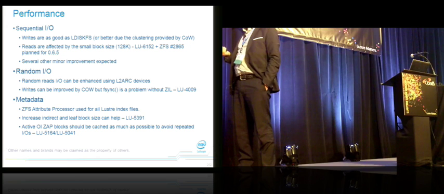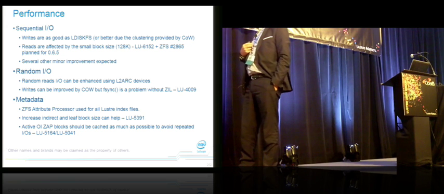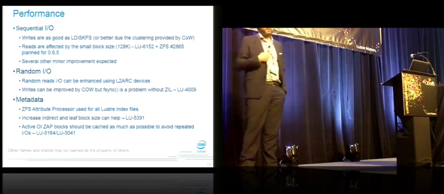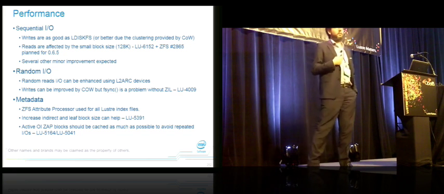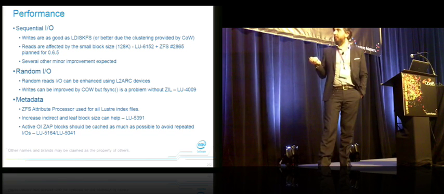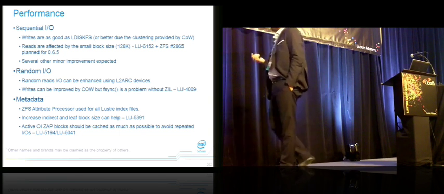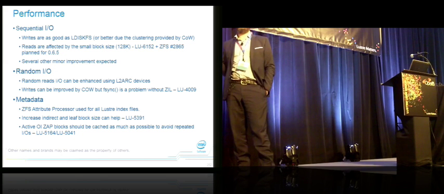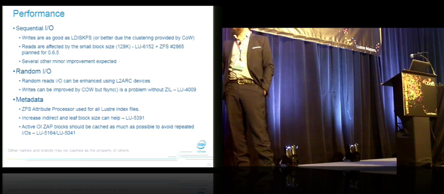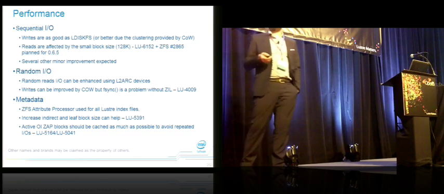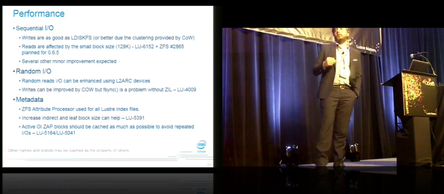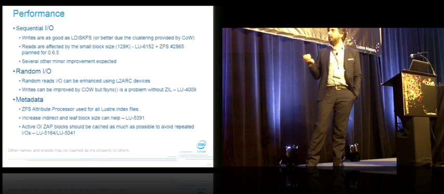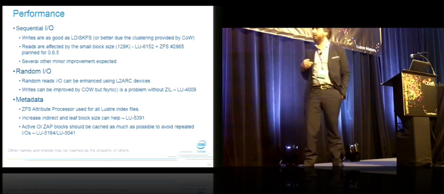Random I/O. One of the problems with Lustre is the small files random I/O workload. With L2ARC devices and ZFS, you can very easily use SSD devices in order to increase the number of IOPS from your object store target. And this can be used only for reads, okay? So writes are not improved by this device.